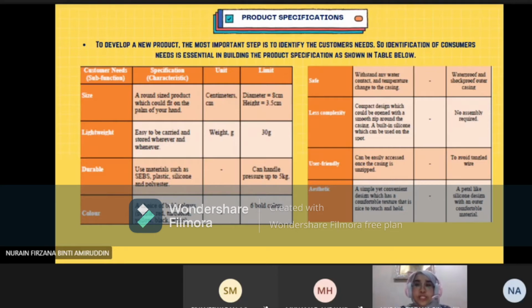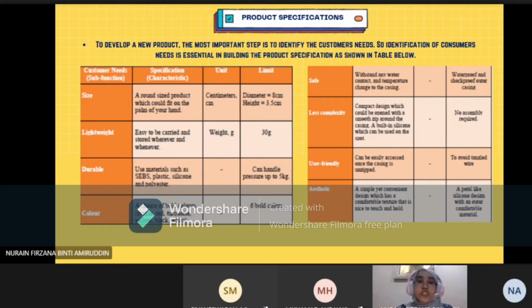So, identification of consumer needs is essential in building the product specification, as shown in the table below. First, the size: a round product which could fit on the palm of your hand. The diameter is 8 cm, and the height is 3.5 cm. For lightweight, it is easy to be carried and stored whenever and wherever. The limit of the product weight is 30 grams.